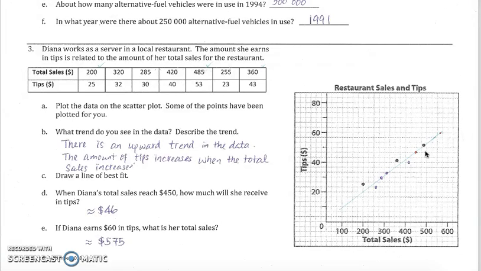D. When Diana's total sales reach $450, so halfway between $400 and $500, how much will she receive in tips? So when we project up to the line of best fit, it shows about $45, $46. And then if she earns $60 in tips, what is her total sales? So this time you go across 60 until you hit the line of best fit. And then what's the total sales here? Well, it's roughly $550, $575.